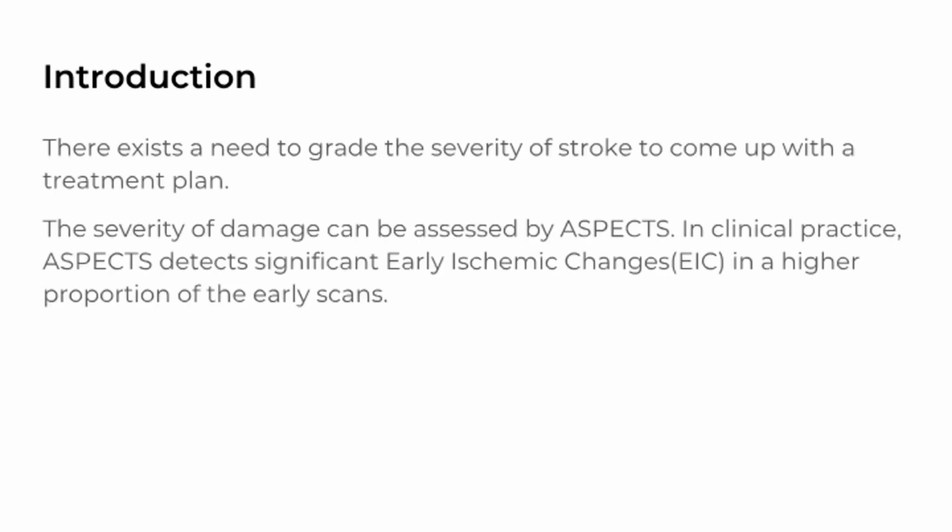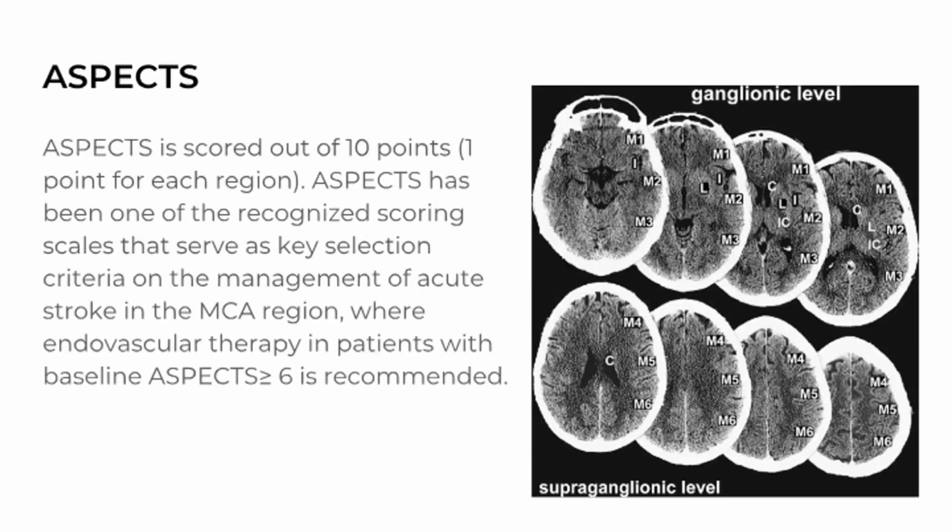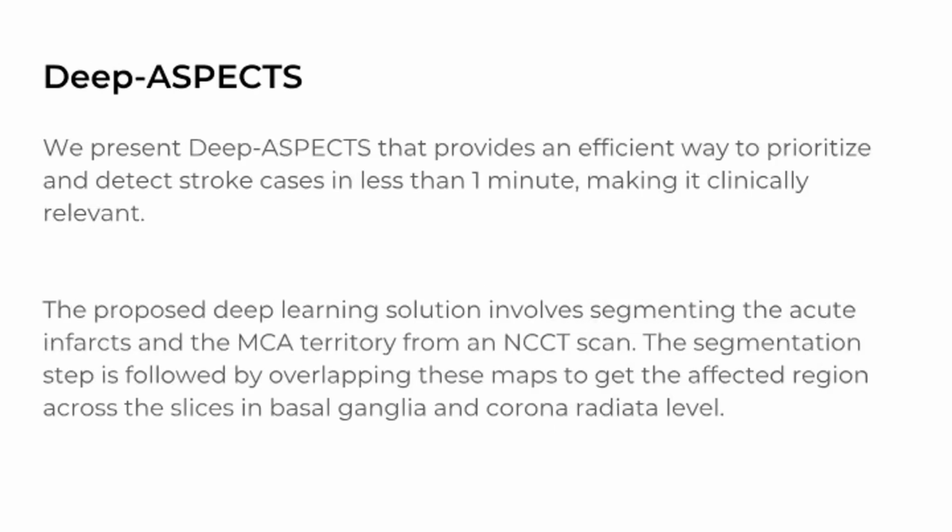Let's briefly define ASPECTS. ASPECTS scores the severity of the damage caused by ischemic stroke. ASPECTS is a quantitative topographic CT scan score out of 10 points. You can see the 10 regions in the figure. In stroke cases, time is brain. The outcomes become progressively worse with time.